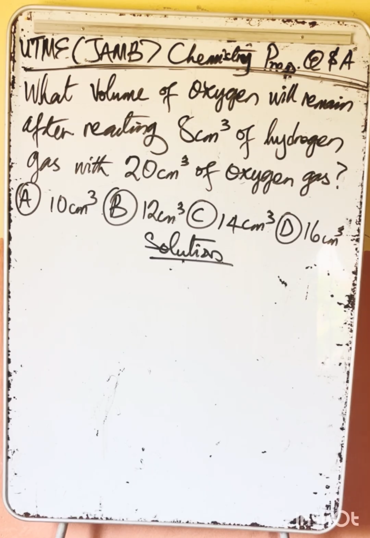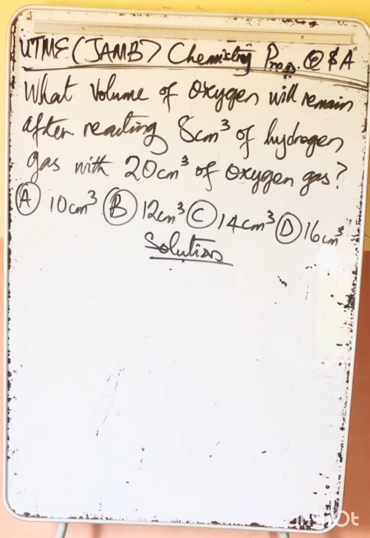What volume of oxygen will remain after reacting 8 cm cube of hydrogen gas with 20 cm cube of oxygen gas? A. 10 cm cube, B. 12 cm cube, C. 14 cm cube, and D. 16 cm cube. This question actually borders on excess and limiting reactants, or we can make do with Gay-Lussac's law of combining volumes. Either way, we still get our correct answer.